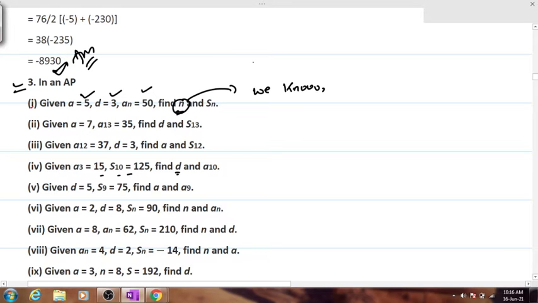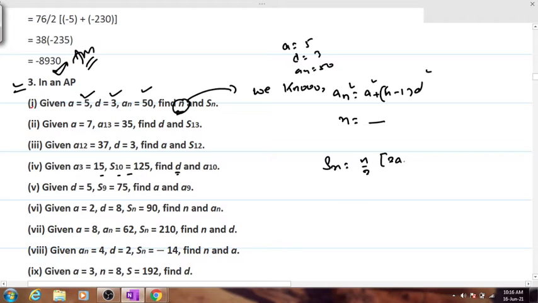First you have to write the given portions, okay? That a equals 5, d equals 3, an equals 50. Clear? And then an is equal to a plus n minus 1 into d, yes or no? Can you tell the value for n from here after substituting all this? And then Sn's formula will be n by 2, 2a plus n minus 1 into d.